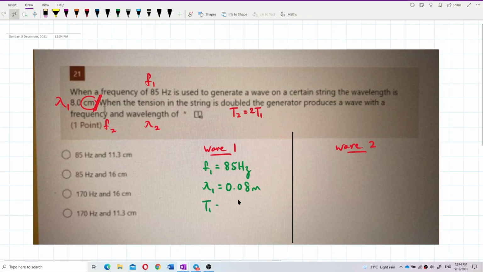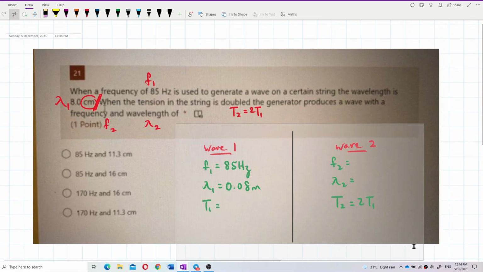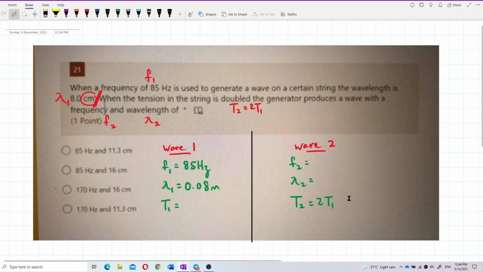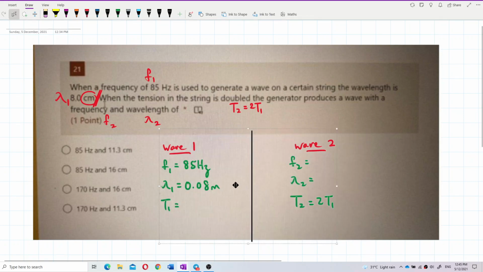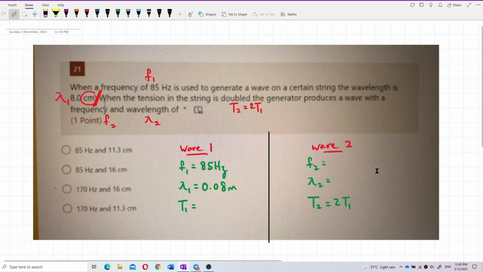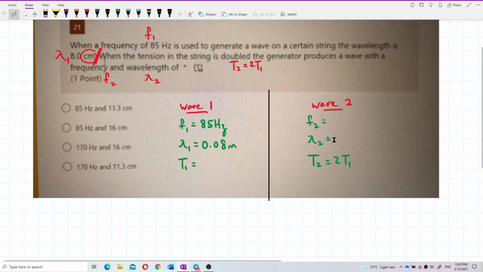We don't know what value tension 1 is. For wave 2, we need to find out what frequency 2 and lambda 2 are. But he said the tension of wave 2 is double tension 1. This one we know. Good, so we got that. So now how to continue?